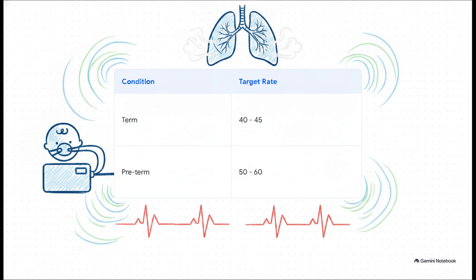If you've got a term baby, say with meconium aspiration syndrome, you're generally starting around 40 to 45 breaths a minute. But a preterm baby fighting RDS, their lungs need a faster rhythm, usually starting closer to 50 or 60 breaths a minute. You always treat the underlying disease, not just plug in a standard number.